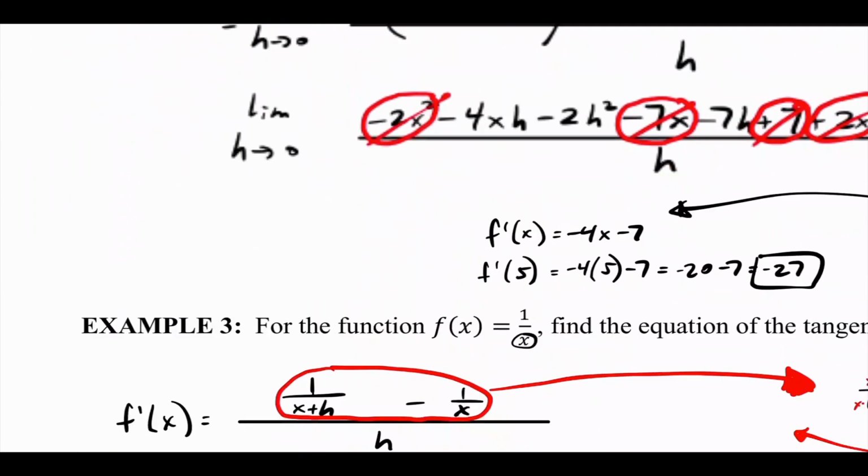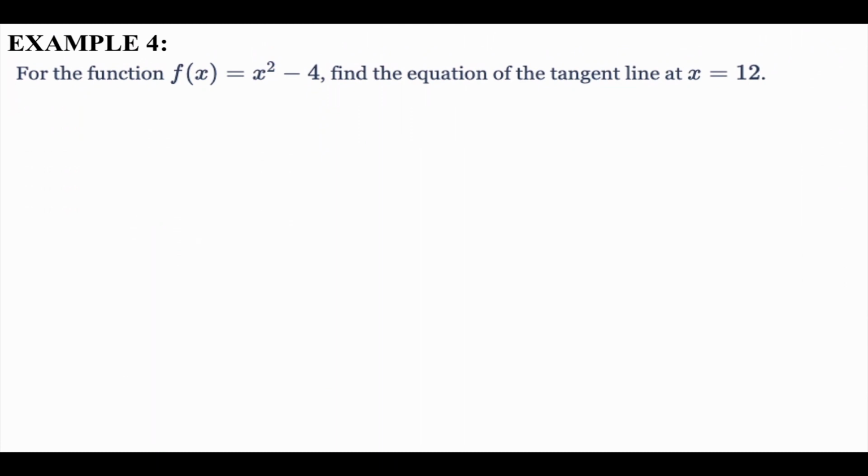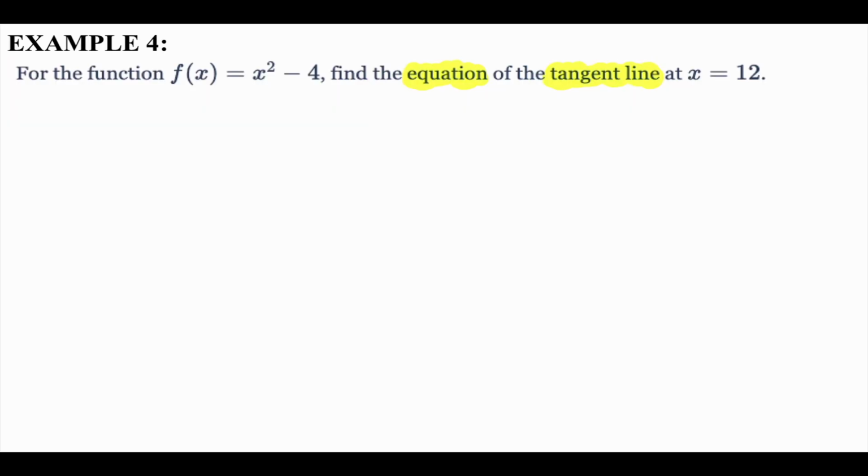All right. So let's go to the last one that we haven't done yet. Example number 4. So what we have to find now is what's called the equation of the tangent line. Let me highlight some stuff here. Equation of tangent lines. We know what a tangent is, right? Tangent is those blue guys. Touches the graph in one spot. It's a line.